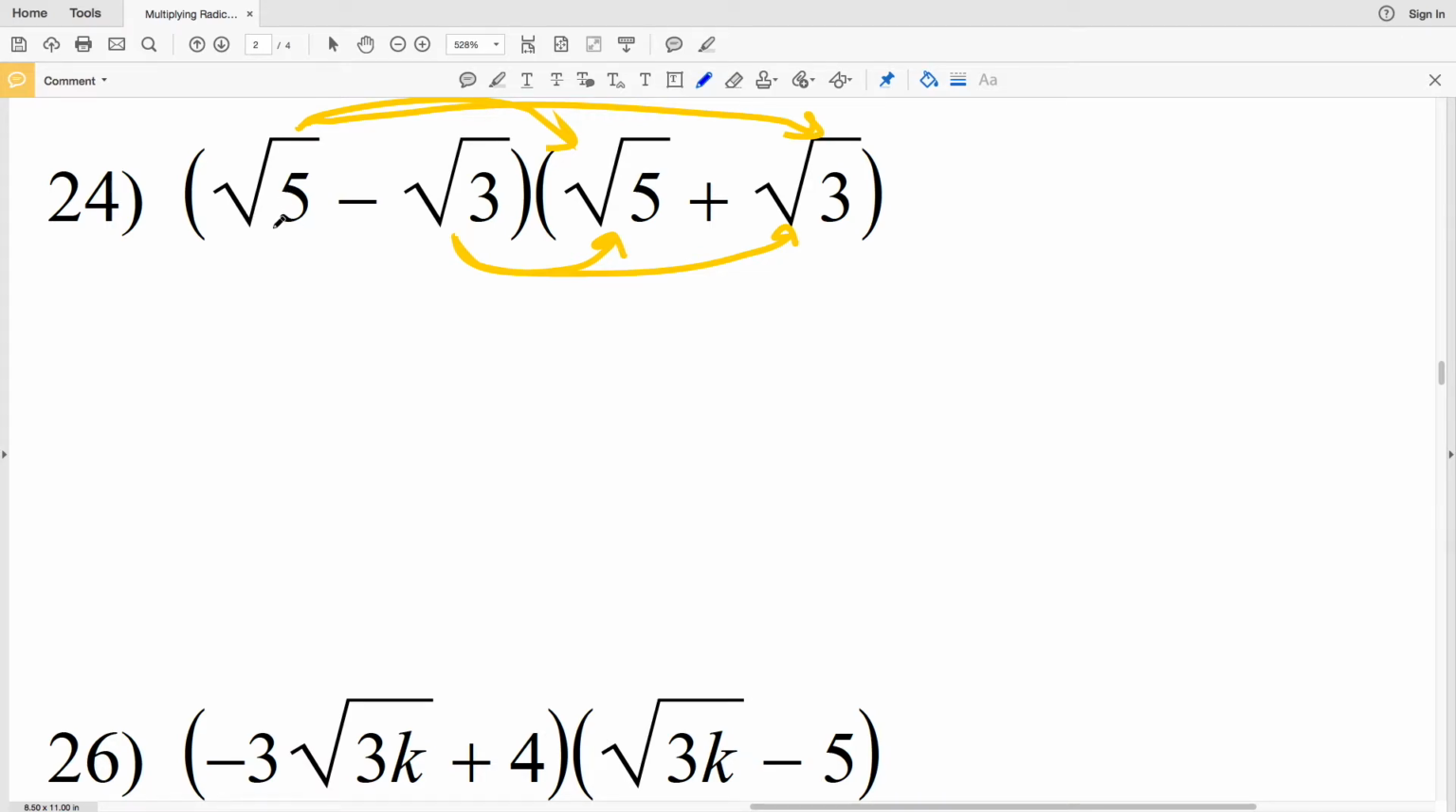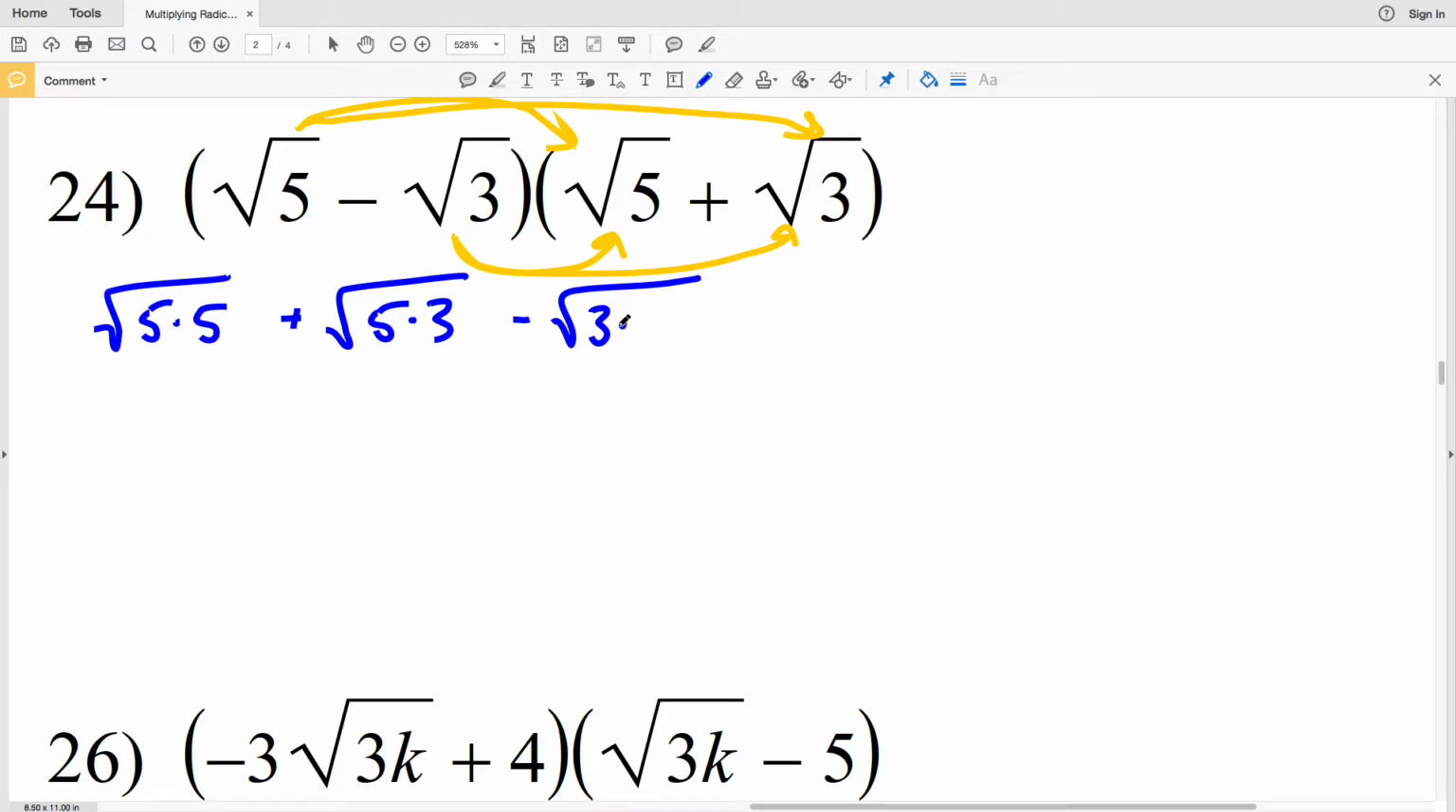So I have the first terms, the square root of 5 times the square root of 5, which is the square root of 5 times 5. And then my outside terms, the square root of 5 times the square root of 3, will be the square root of 5 times 3. And then my inside terms, since that square root of 3 is subtracted, I'll subtract the square root of 3 times the square root of 5, which is the square root of 3 times 5. And then my last terms, I'll also subtract the square root of 3 times the square root of 3, which is the square root of 3 times 3.